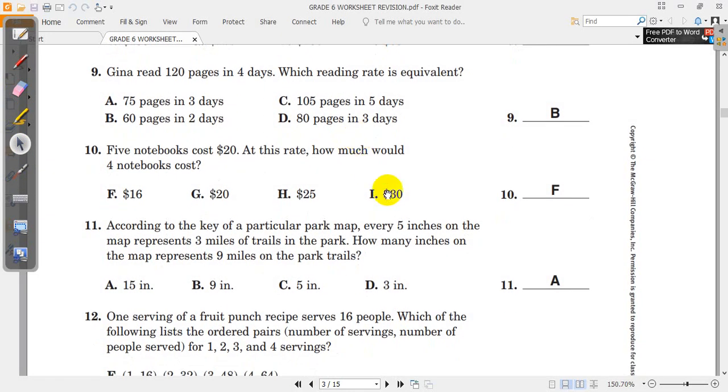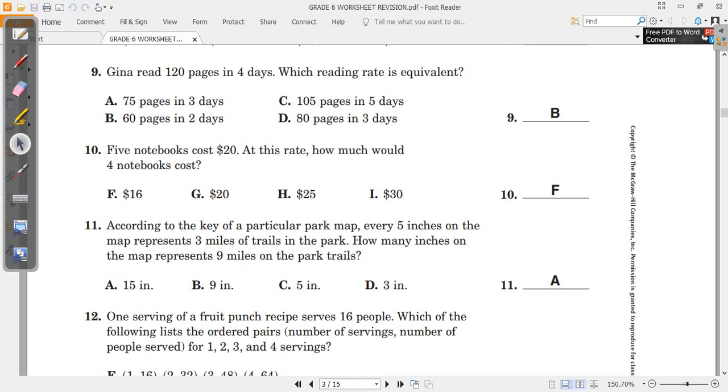Number 9. Gina read 120 pages in 4 days. Okay, so which reading rate is equivalent? We must find the rate. So 120 over 4 will equal 30 pages. Each day she will read 30 pages. So let's have a look.